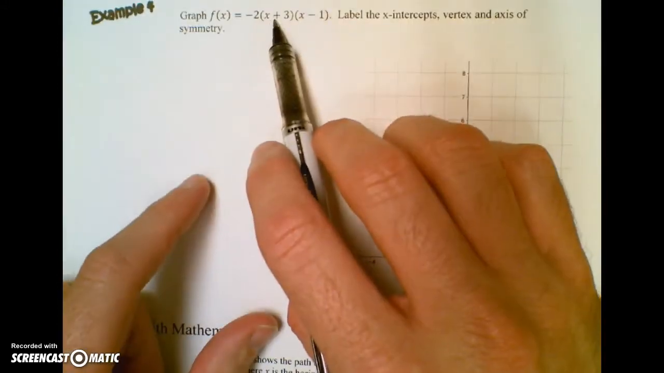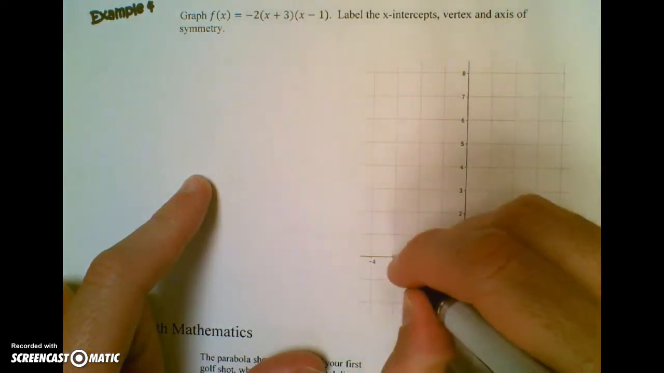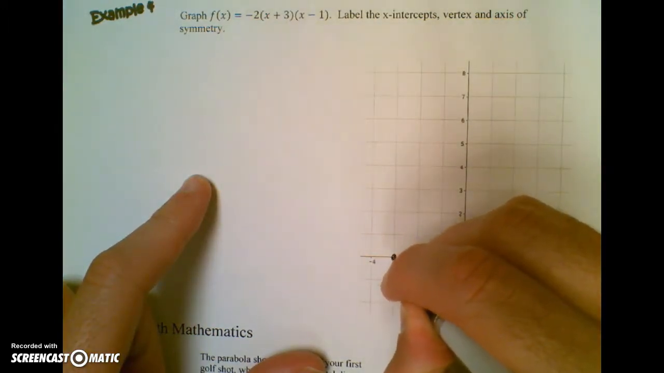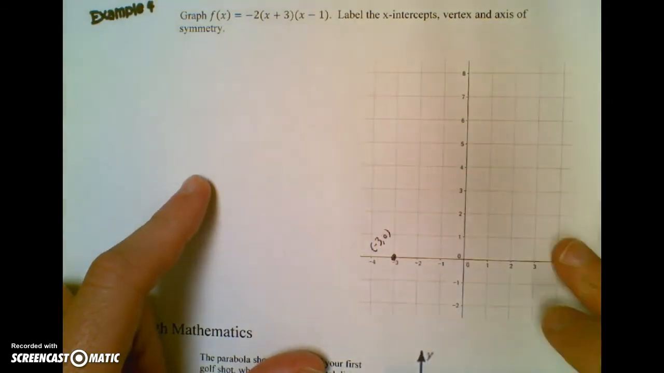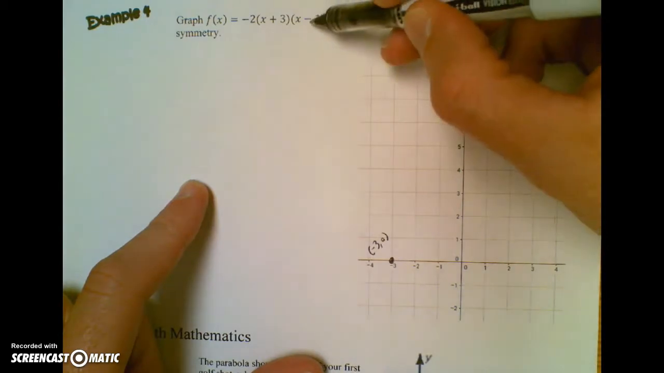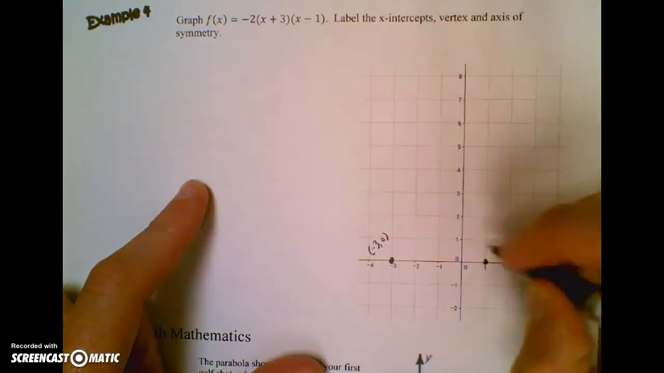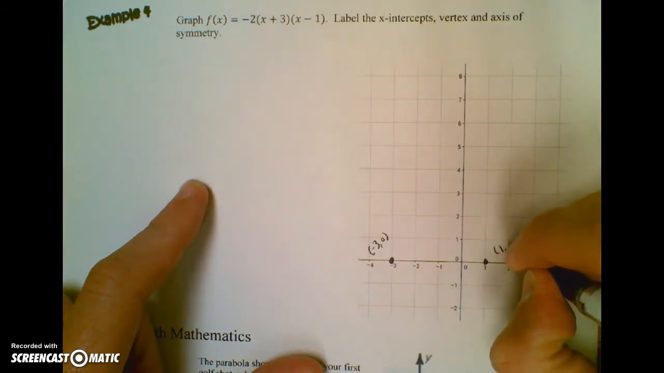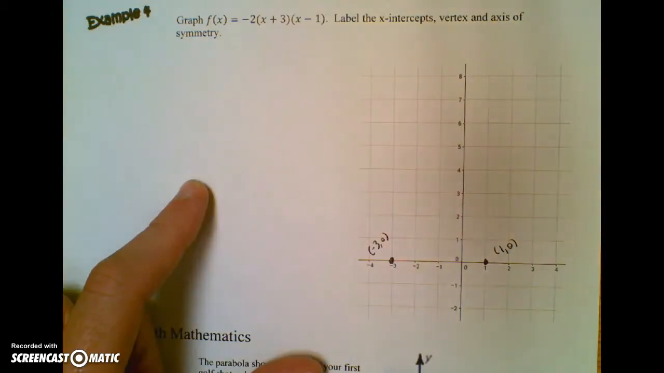So this is telling me that one of my x-intercepts is that x is equal to -3. So this is -3, 0. Another intercept is that x is at +1, because I'm doing the opposite of what's inside the parentheses. So another intercept is at 1, 0. So right away I've already done the first part where I've labeled the x-intercepts.